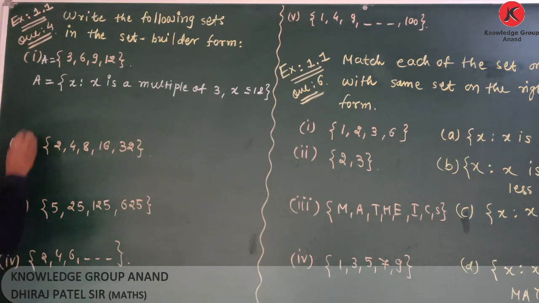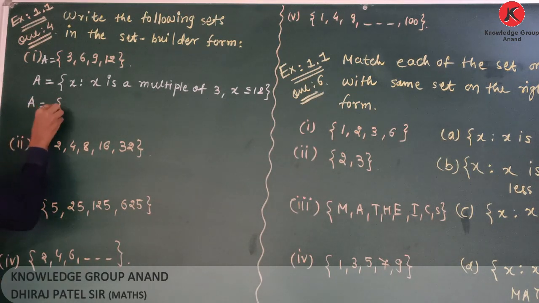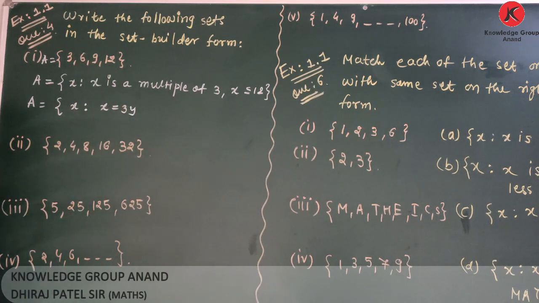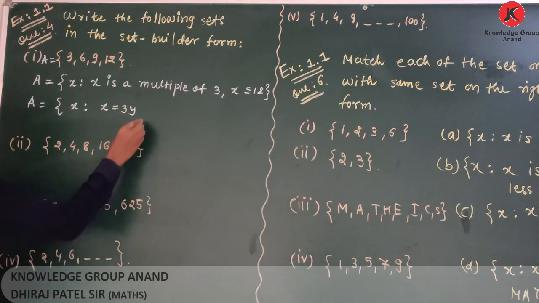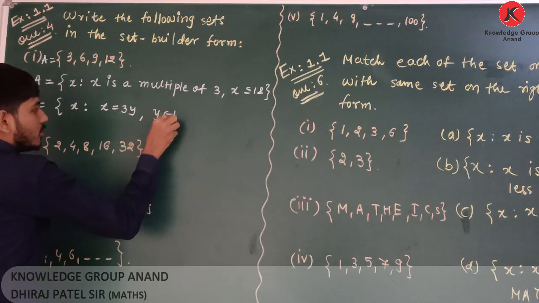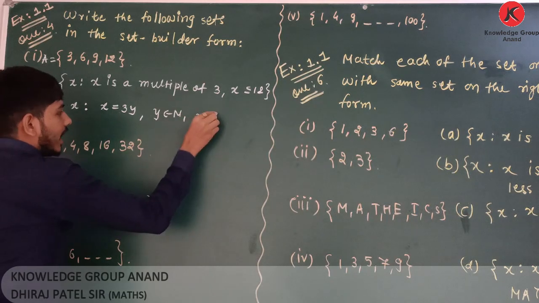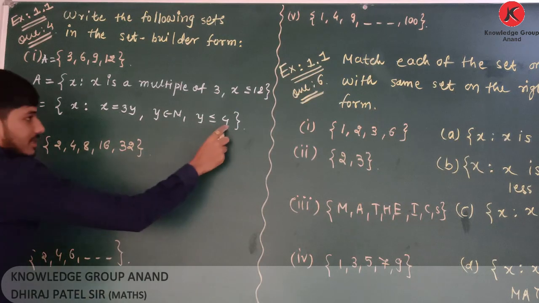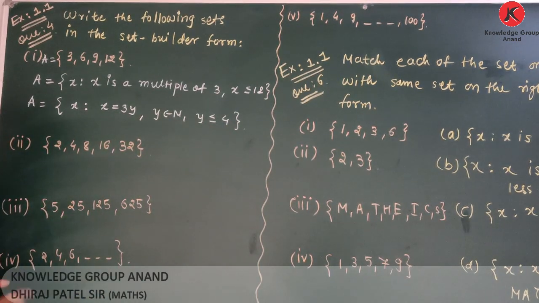Now you will write this question in mathematical form also. x such that x is a multiple of 3, that means x is equal to 3 times y. And what is y? You have to mention the condition for y. y belongs to N and y less than or equal to 4. Why? Because 4 threes are 12 here.